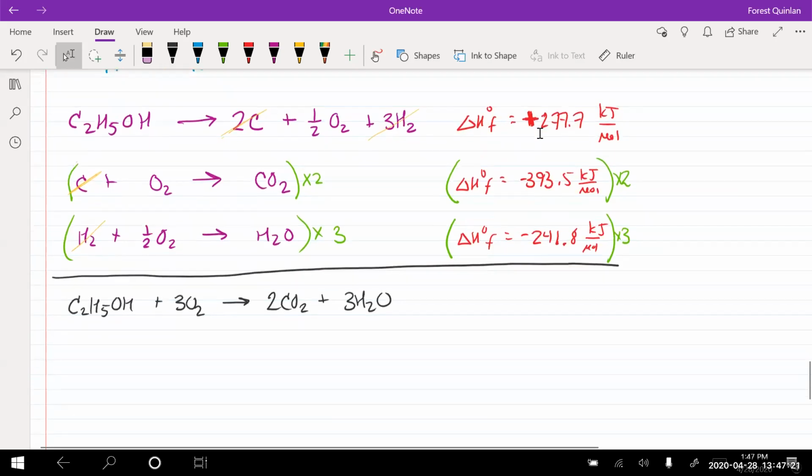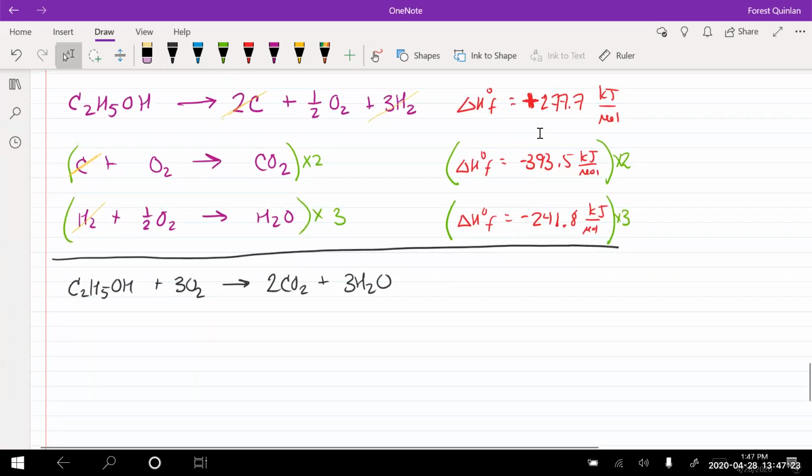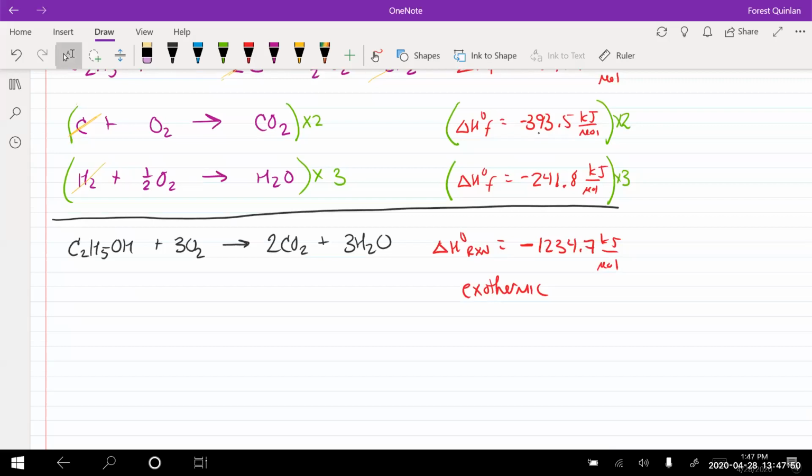And at the end of the day, this delta H naught of the reaction is equal to negative 1234.7 kilojoules per mole. And as we all know, if you light alcohol on fire, it is going to give us energy out. Which means it's exothermic and wants to occur, wants to go.